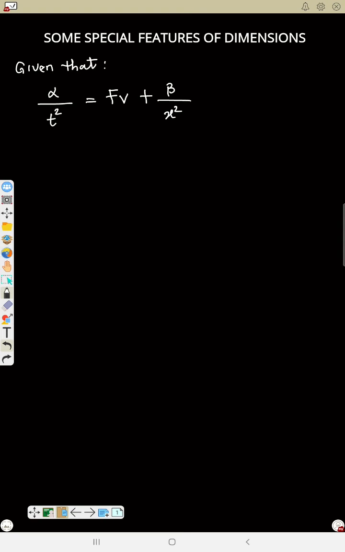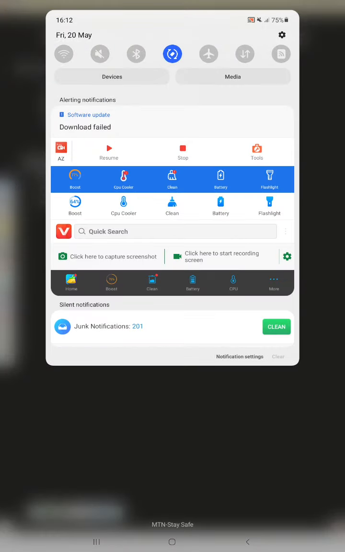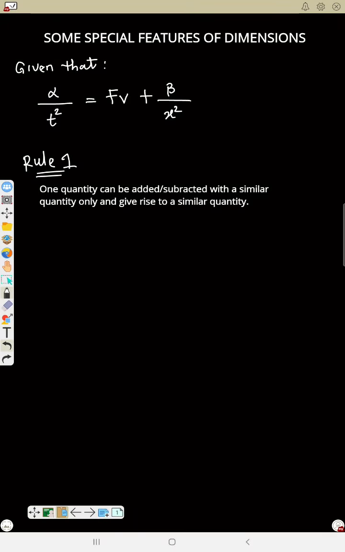we're going to form a rule for that. So take notes, rule number 1, so you can easily know the figures. So rule number 1: one quantity can be added or subtracted with a similar quantity only and give rise to a similar quantity. So we can take that as illustration, rule 1, based on what I've explained before.